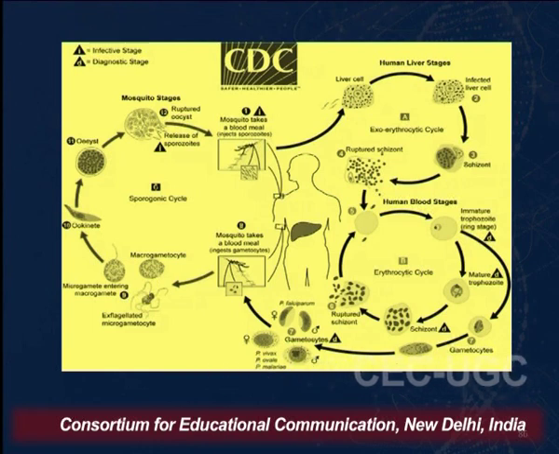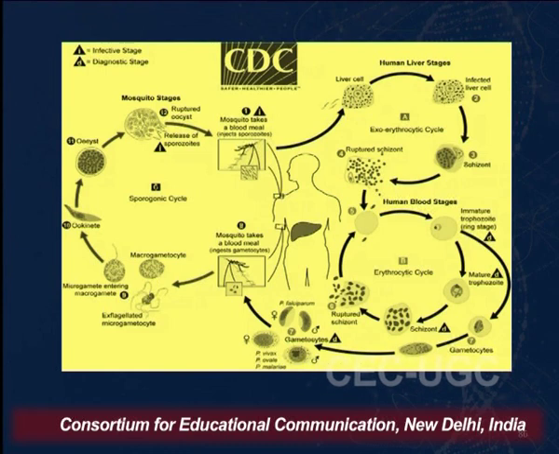Now, in the red blood cells, they start developing, present within a parasitophorous vacuole in the red blood cells where the growth starts taking place, which includes the ring stage, trophozoite stage, and the scission stage. So, this is called the erythrocytic cycle.